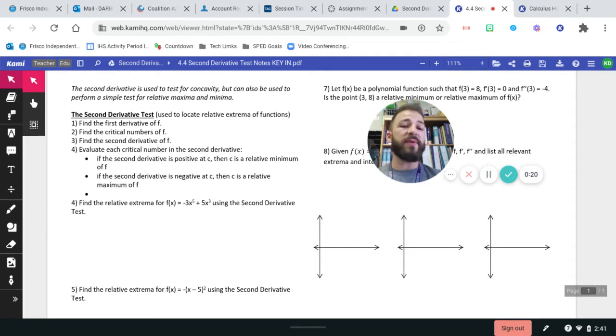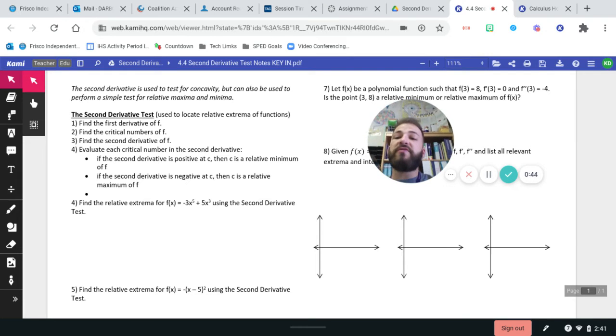So we've already kind of talked about the second derivative, but we can actually also use the second derivative to help us find relative maximums and relative minimums. Okay, so another little use for the second derivative. Don't get the second derivative test confused with using the second derivative to find concavity and points of inflection. That's the only thing that can get a little confusing here.